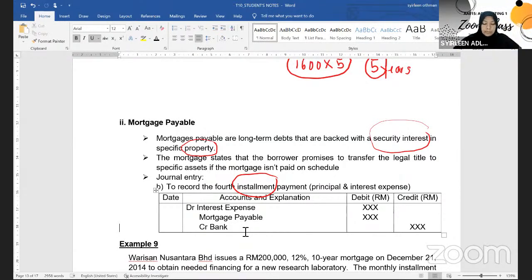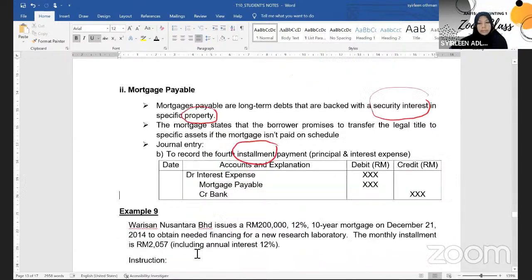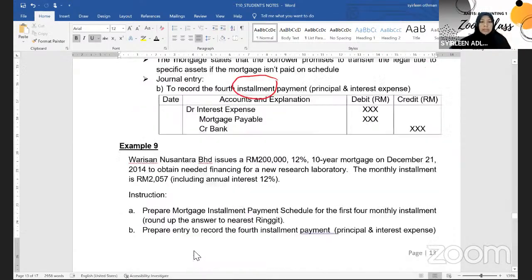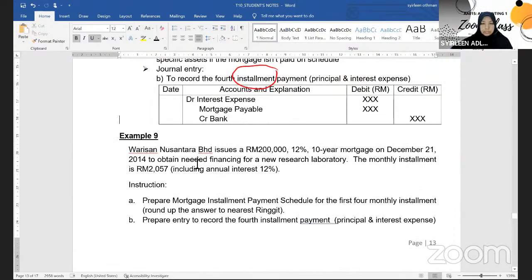Okay, all right. Let's go through example 9 to see how you do the mortgage payable transaction. So for this company, they issue 200,000 ringgit. This is the amount that you borrowed. And the interest rate for 1 year is 12%. So 12% for 12 months means 1% for one particular month. So every month there will be an additional 1% of interest together with the principal that you need to pay.